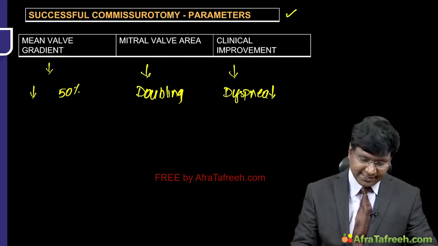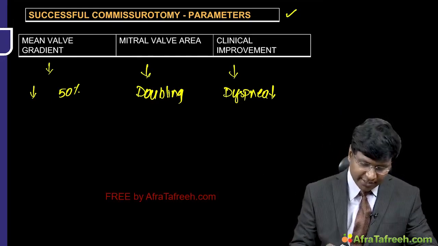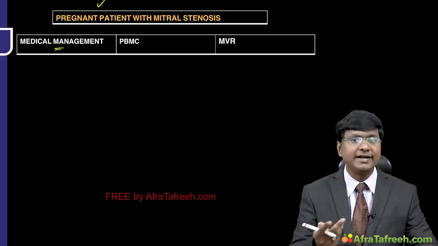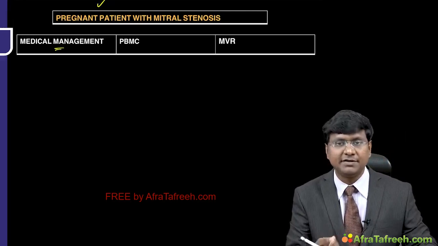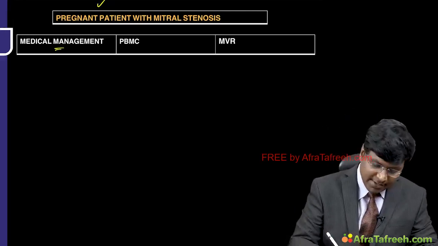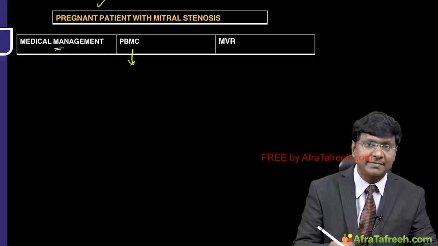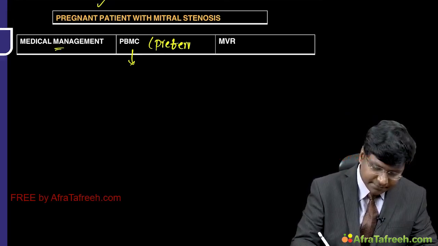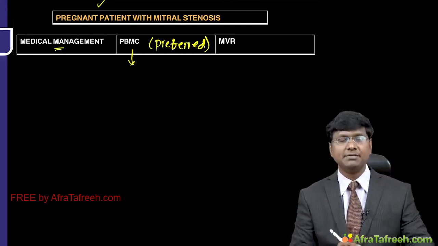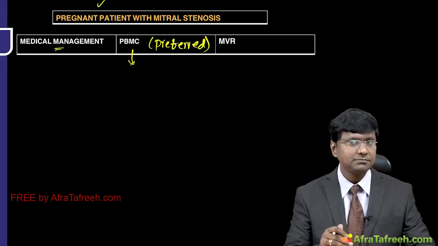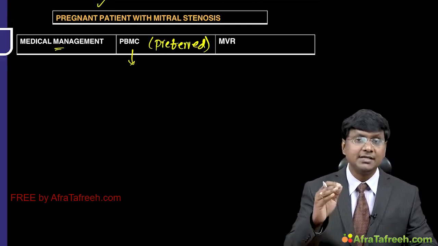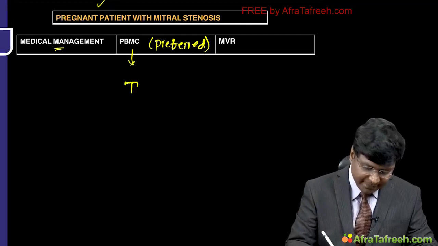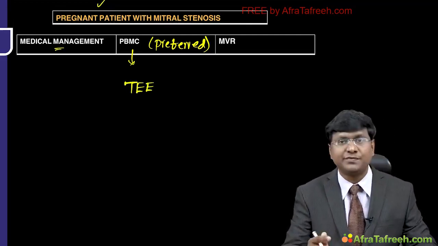Next important question: how do you treat mitral stenosis in pregnancy? Definitely, medical management will be the first line, in the form of diuretics and beta blockers. But if the individual is refractory to medical management, the preferred procedure is PBMC. But you should not do PBMC under cardiac imaging; you have to do PBMC with the help of TEE, that is transesophageal echocardiography.